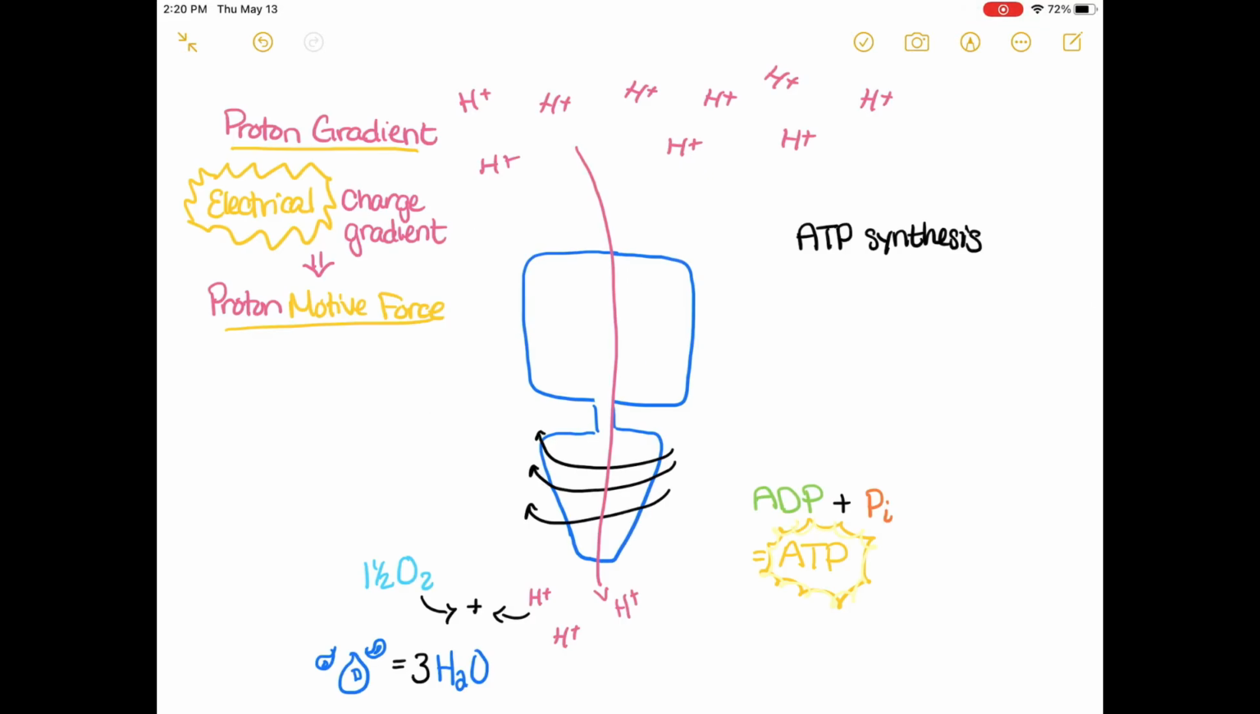Throughout this process, we have seen an accumulation of protons in the periplasm space of prokaryotes or the intermembrane space of eukaryotes. This is called a proton gradient. We also see an electrical charge gradient, which has a positive charge. This is called a proton motive force. Protons go through the ATP synthase, producing ATP from ADP and inorganic phosphate group.